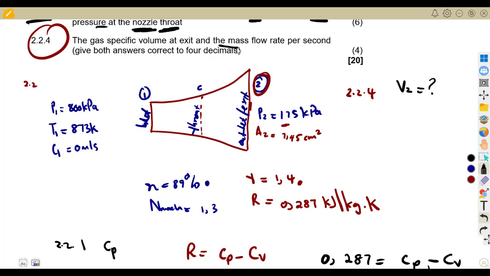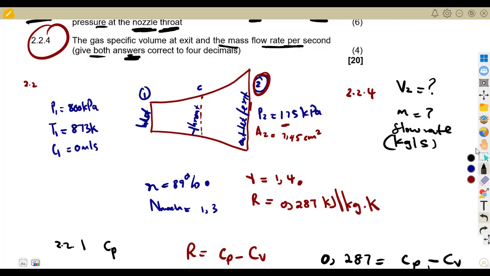And the mass flow rate per second. So we need the mass flow rate per second. This is the flow rate, the mass flow rate per second. All right, so it's going to be kilograms per second. Give both answers correct to 4 decimal places, the volume and also the mass flow rate. They are supposed to be correct to 4 decimal places.